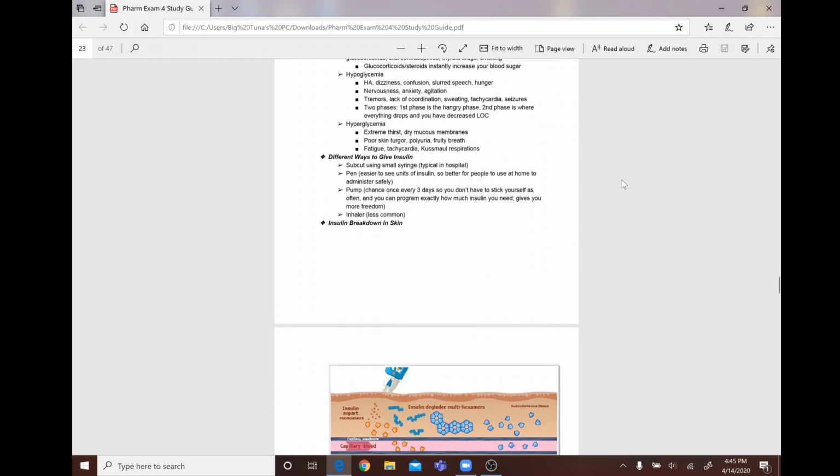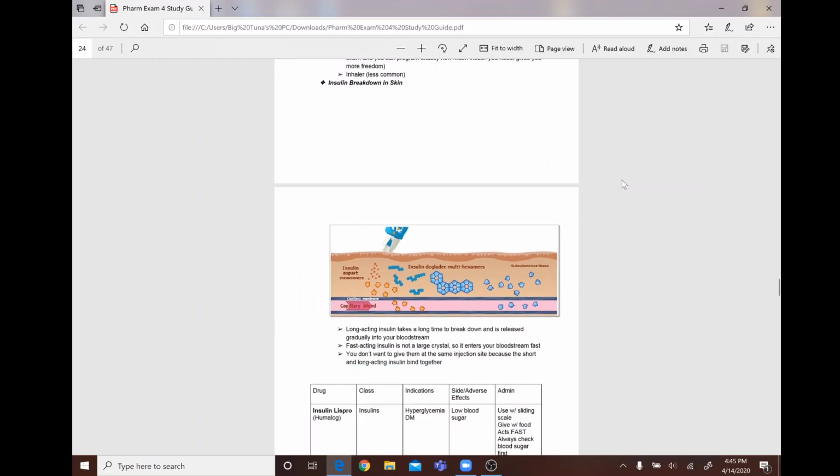Different ways to give insulin: sub-Q, used in the hospital. For a pen, it's easier to see the units of insulin, so it's good for people to use at home to administer safely. With a pump, you change it every 3 days, so you don't have to stick yourself much, and you can program exactly how much you need, so you have more freedom. And there's an inhaler version, but that's less common.